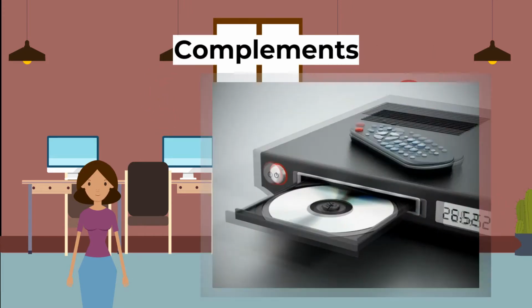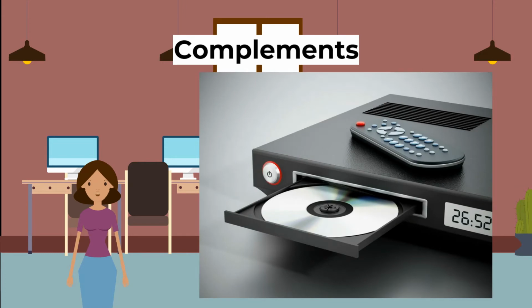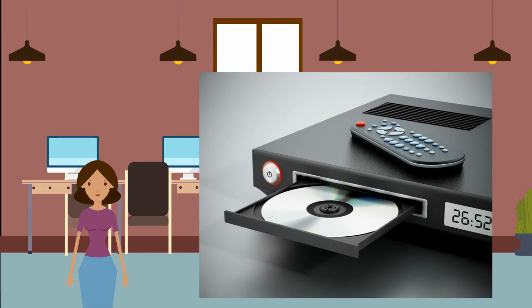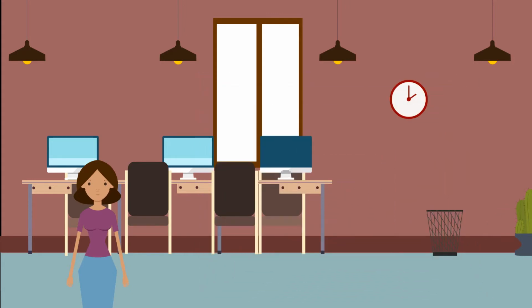Complements are goods such as DVDs and DVD players, where if you have one, you need the other to go with it. If the price of DVD players drops, demand for DVD players would extend, and we would expect the demand curve for DVDs to increase. This is linked to the concept of cross-elasticity of demand.